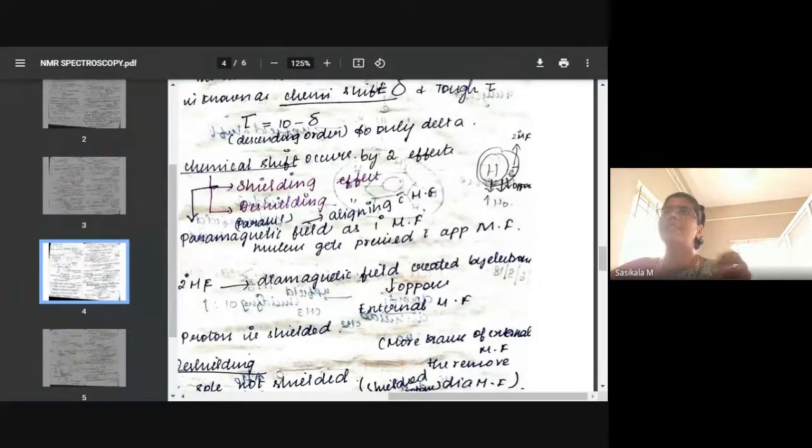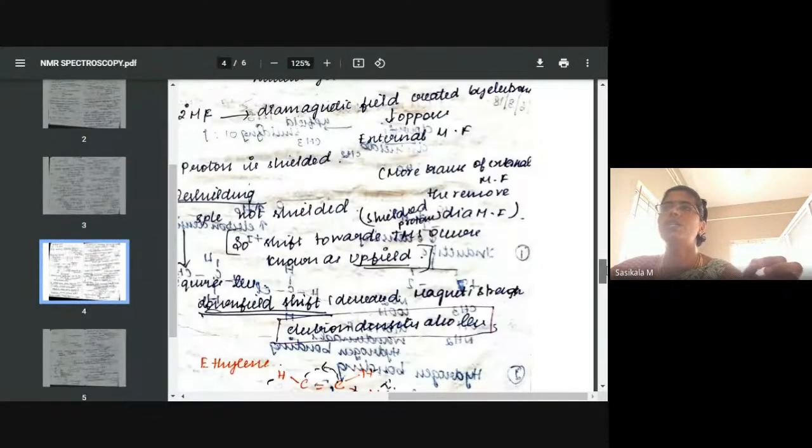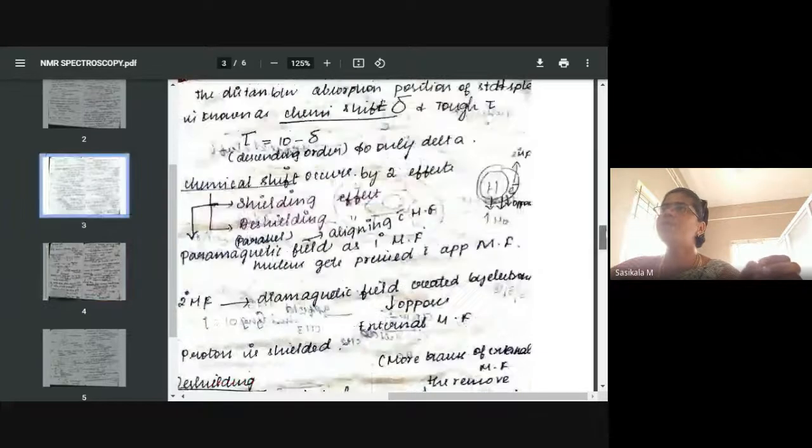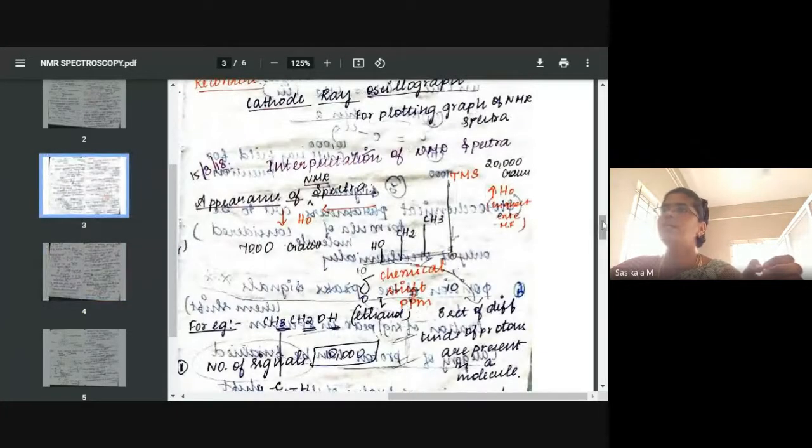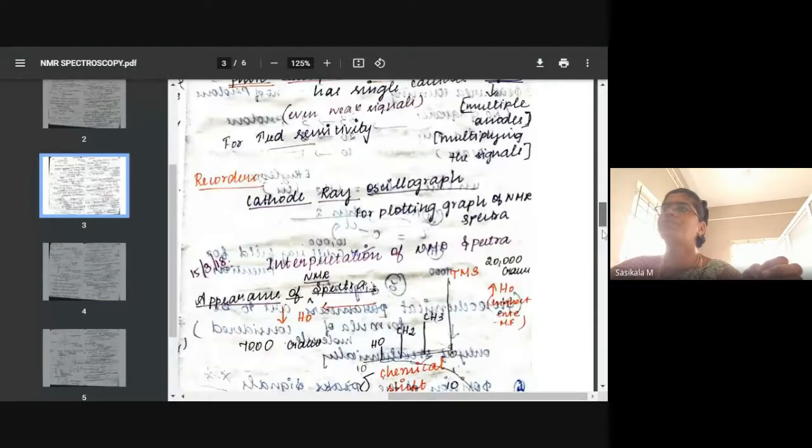So due to this secondary magnetic field, if the proton is present inside the secondary magnetic field, it is called a shielded proton. If it is outside the diamagnetic field, it is called a de-shielded proton. So the proton itself is called with that term. Shielded proton means it is present inside the diamagnetic field. De-shielded means it is present outside the diamagnetic field. So that is the concept of de-shielding and shielding. And one more thing, from the spectrum, we can find what de-shielding and shielding mean.